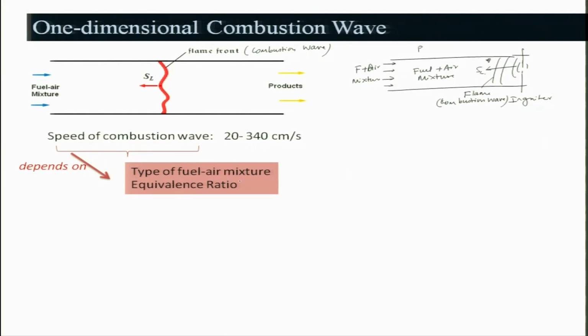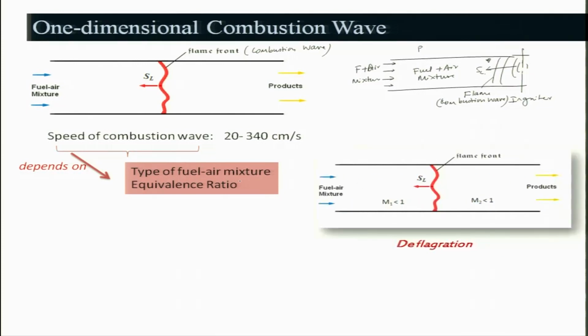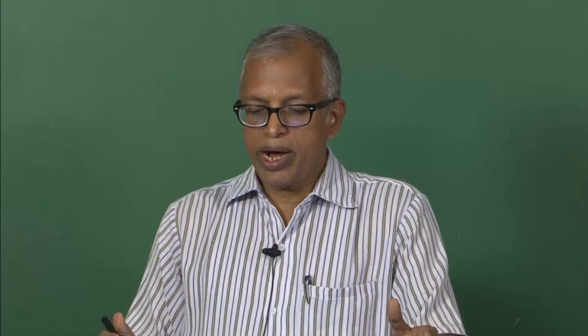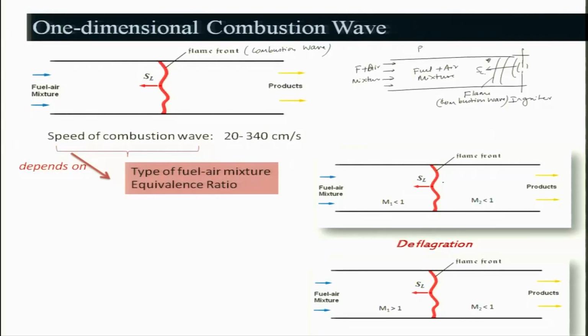We will be discussing more about it, but now, if the speed of the combustion wave is subsonic, then we call it a deflagration. If the speed of this combustion wave is greater than the sonic speed, we call it a detonation. Keep in mind that we will be discussing this further.